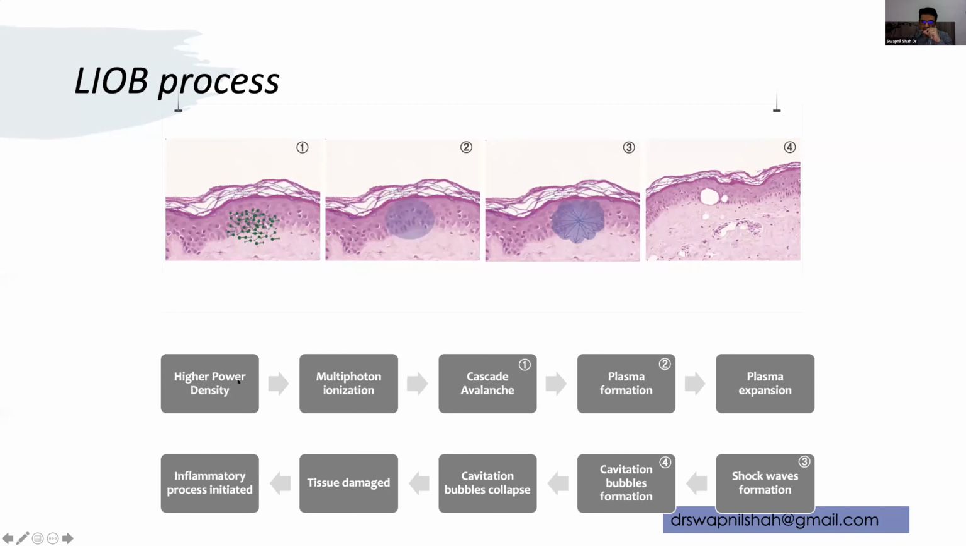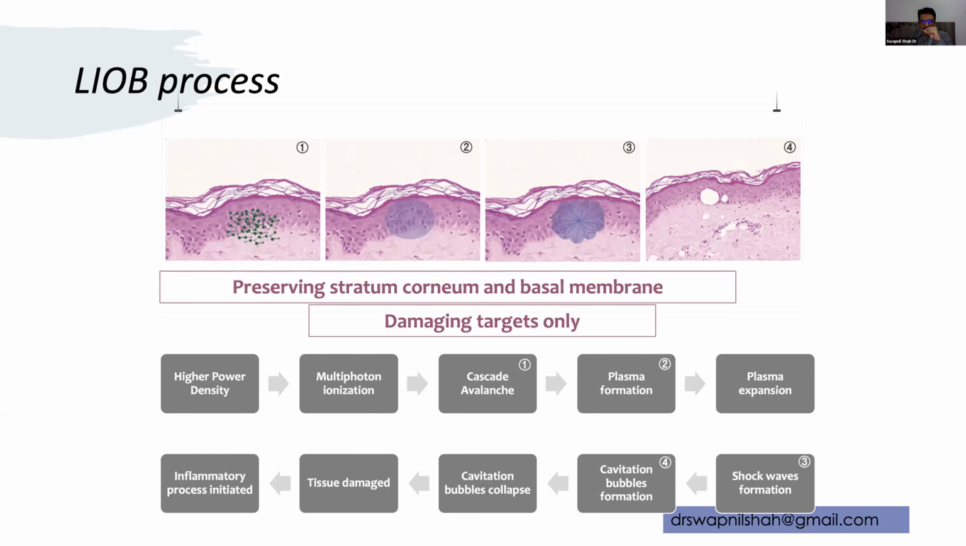So this is a short diagram: high power density, multiphoton ionization, plasma formation, which expands, creates a shock wave, creates intracytoplasmic vacuoles, tissue is damaged, and the wound healing process is initiated. And that's how LIOBs, the laser-induced optical breakdowns, act, while preserving the stratum corneum and basal membrane.